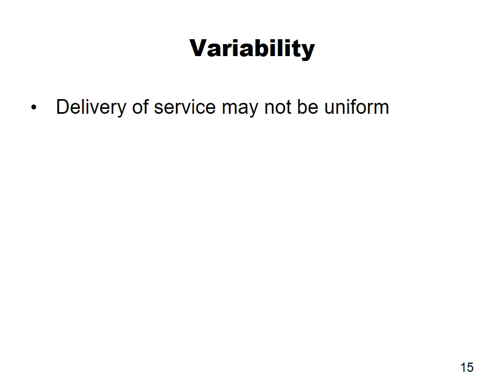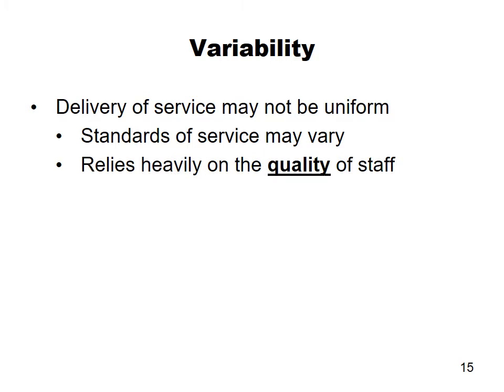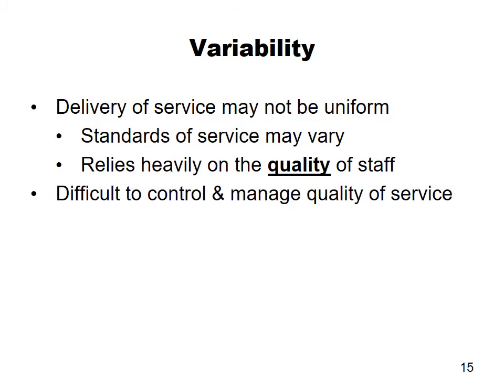Variability. Delivery of service may not be uniform. Basically, it means that the standard of service may vary. It relies heavily on the quality of the staff. Certain staff may be more experienced and competent, so they will deliver a high standard of service. It is difficult to manage the quality of the services for everyone, because each one of us is different, so there is bound to be a difference in the level of service.